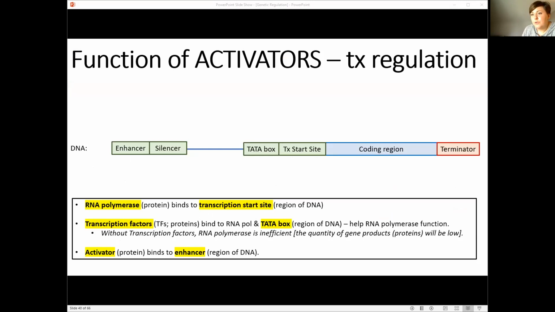Just to orient you to the structure of a gene again, you have the core promoter composed of the TATA box and the transcriptional start site, the coding region of a gene, which ends in the terminator. Upstream of all this, you have the regulatory region, which is composed of either a silencer or an enhancer or both.